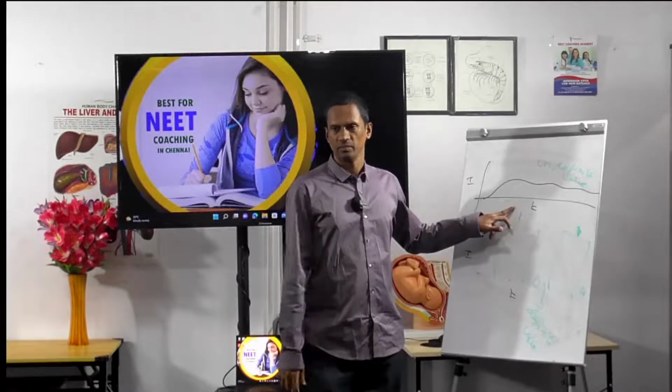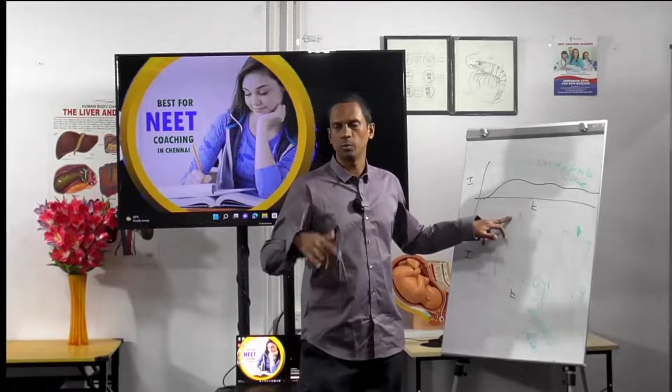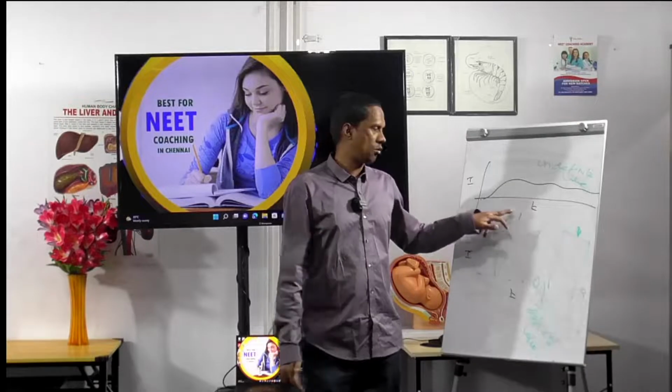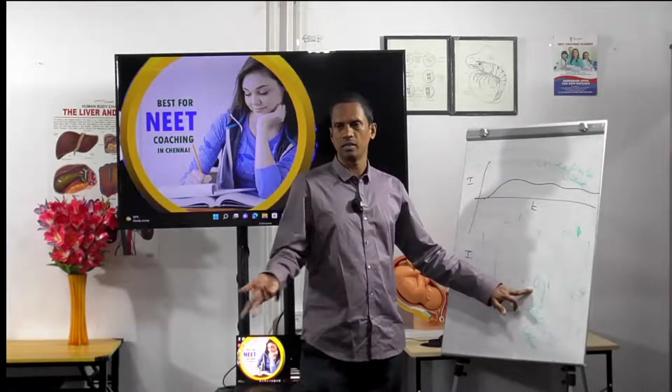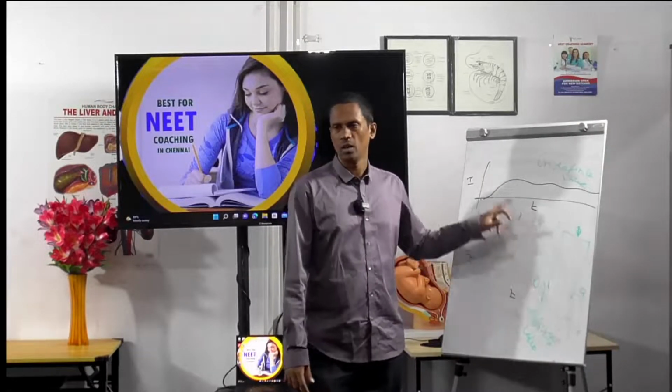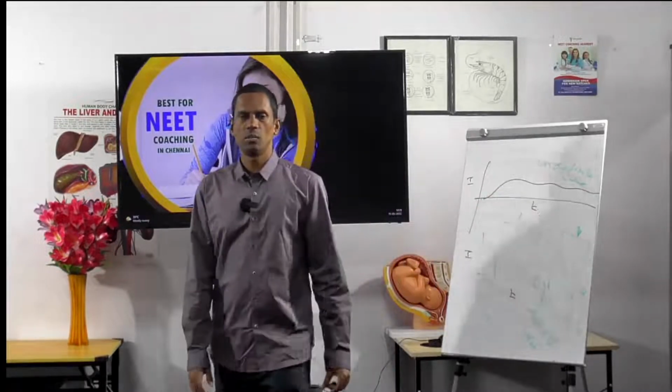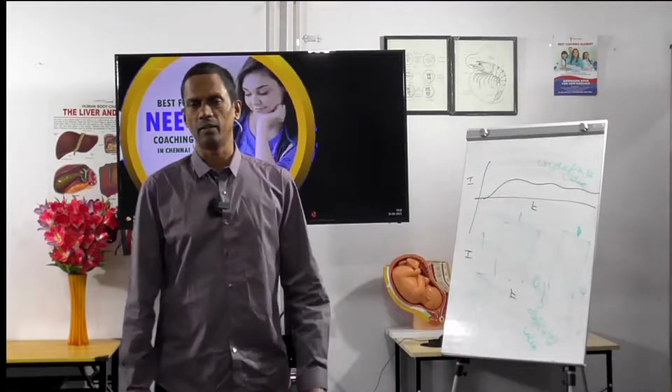It could be anything. It could be 1,000, it could be 10,000, it could be 1 lakh, but overall it is 1. And 0 means 0, no current. 1 means high current, 0 means no current.